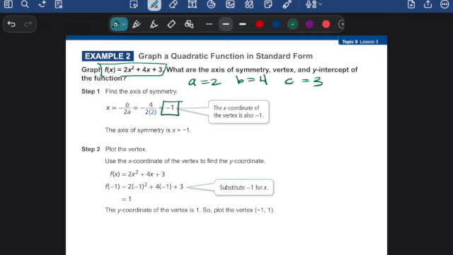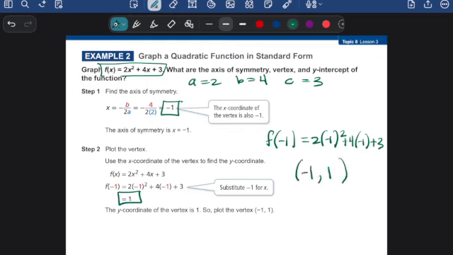And then we plug that value into our function rule. So now we're going to evaluate f of -1, plug that in. 2 times -1 squared plus 4 times -1 plus 3. We can evaluate that, and then we get our output, which is +1. So when x is -1, the output is +1. Here's our vertex. So we know two key pieces of information. Now we can graph it, just like we did in the previous lesson.